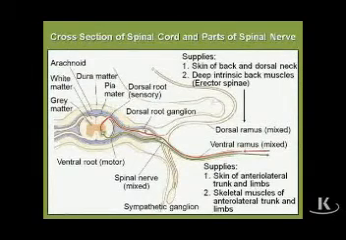Now this diagram is showing both sensory and motor fibers entering the ventral ramus, and that's true. It would be equally true if it had shown that both sensory and motor fibers are entering the dorsal ramus, because that's also true. So we have both motor and sensory fibers going to the dorsal ramus, both motor and sensory fibers going to the ventral ramus.